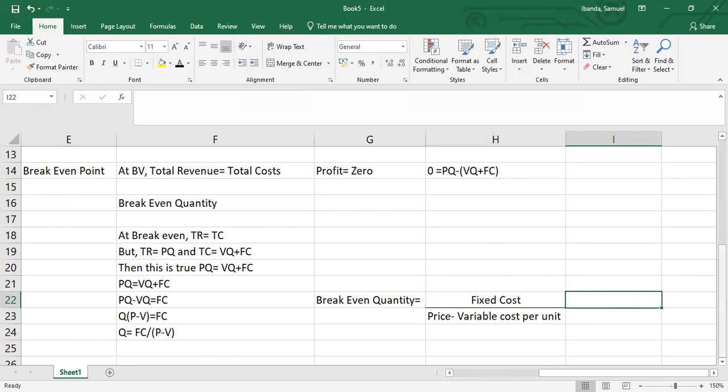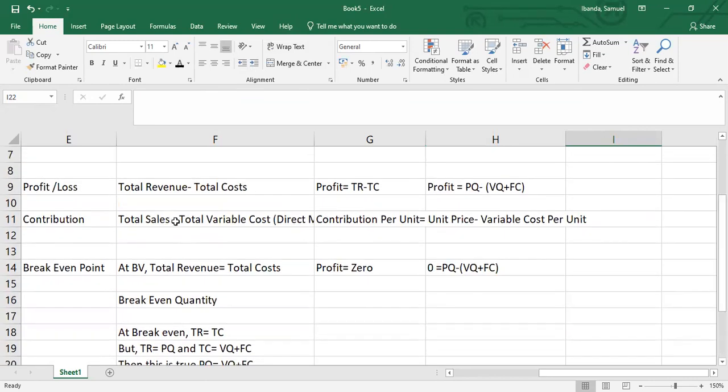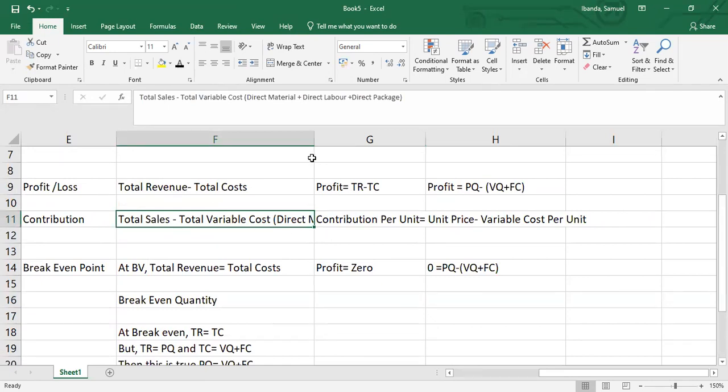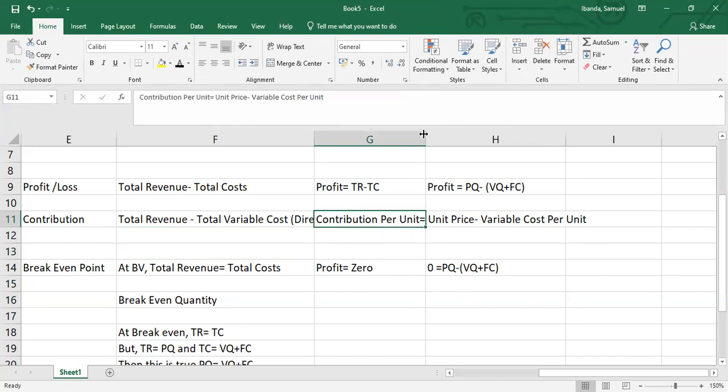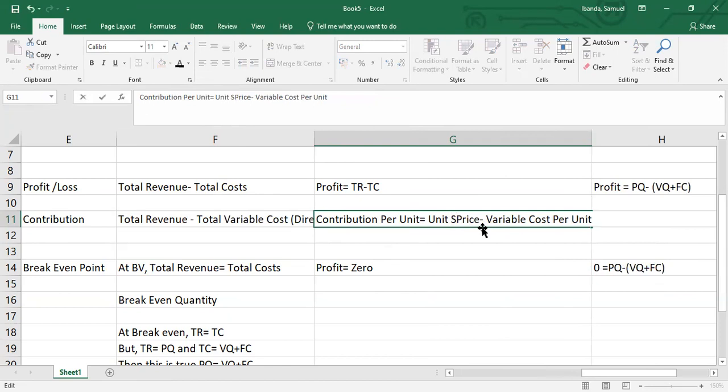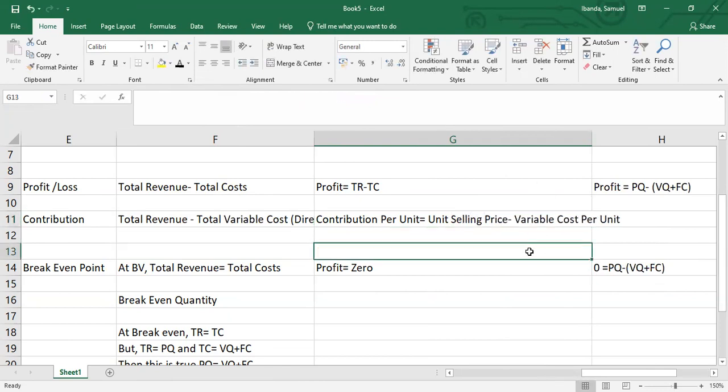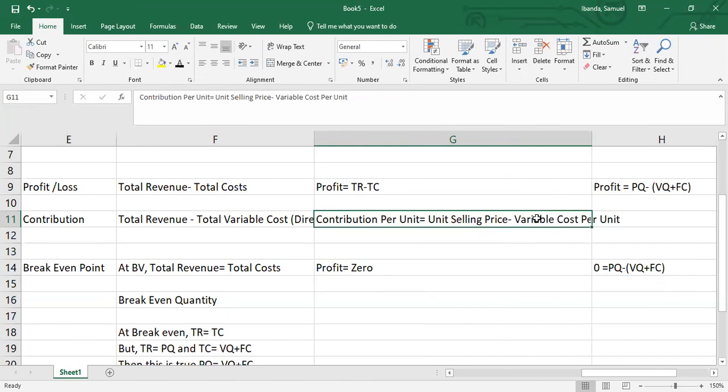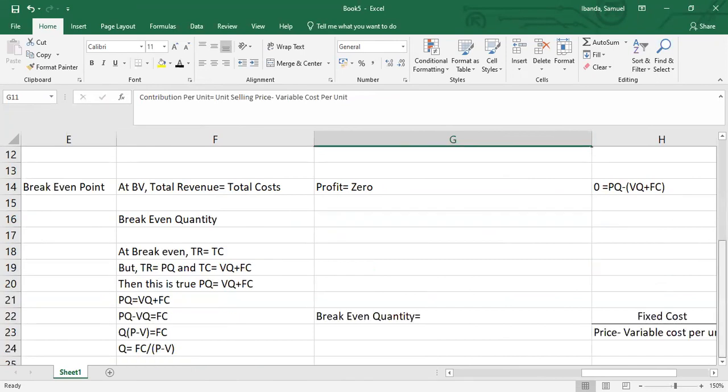Now, I just did something here where I said that contribution is the same as total sales. I can change this to total revenue, just not to confuse some. So total revenue minus total variable cost is the total contribution. If you are looking at contribution per unit, we say that contribution per unit is equal to the unit price, you can also call it unit selling price, minus variable cost per unit. You get it?